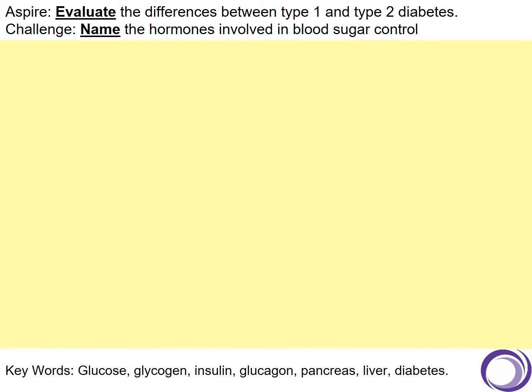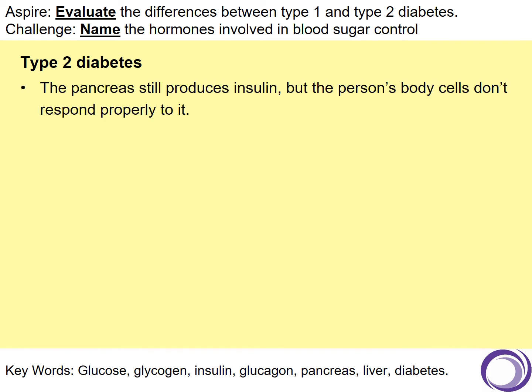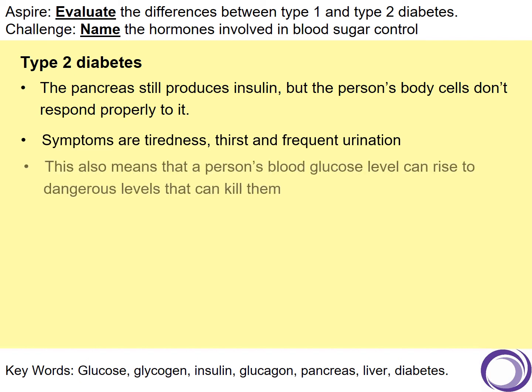Now on to type 2 diabetes. And type 2 diabetes tends to happen in older people. It's often linked with a poor diet or obesity, but not always. And younger people are starting to develop type 2 diabetes, and sometimes it's not linked with obesity. So with type 2 diabetes, the pancreas still produces insulin, but for some reason the person's body cells don't respond to it properly. The symptoms are very similar to type 1 diabetes: unexplained tiredness, unexplained frequent thirst, and frequent urination, going to the toilet a lot.